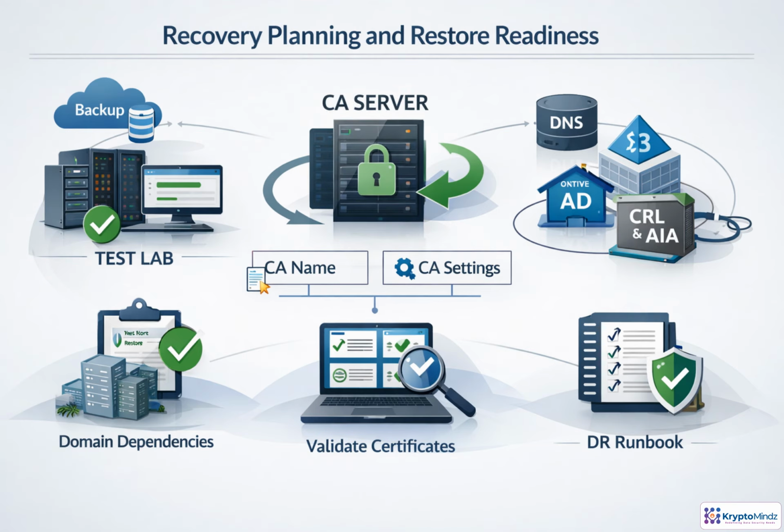Recovery planning is about proving your CA can actually come back to life. Begin by practicing full restores in a lab, not during a real outage. Keep the CA server name and CA common name consistent, so existing certificates remain trusted. Confirm domain, DNS, Active Directory, CRL, and AIA paths all work after the restore. Then capture everything in a disaster recovery runbook, including validation steps and who does what, so recovery is repeatable under pressure.